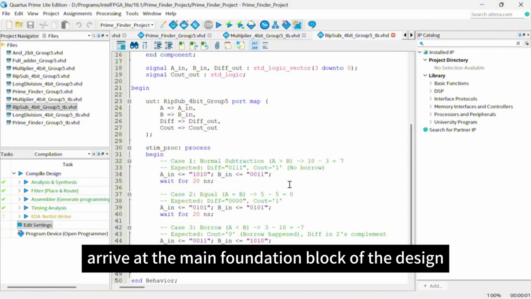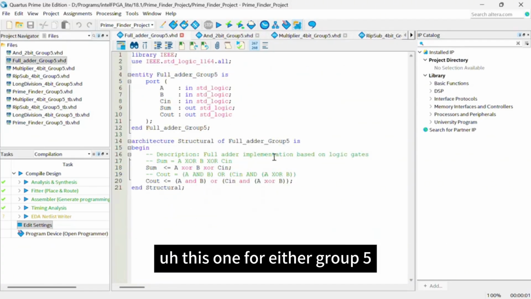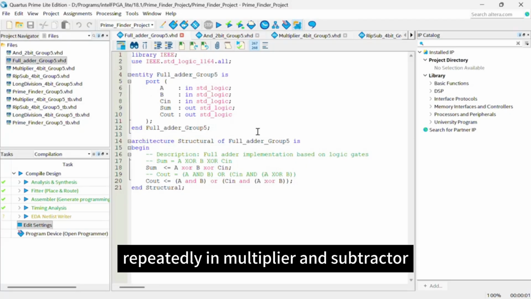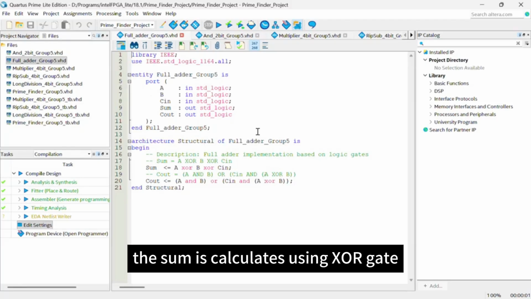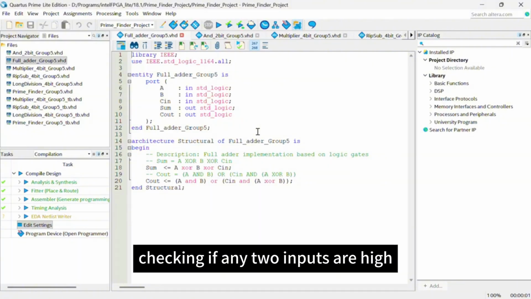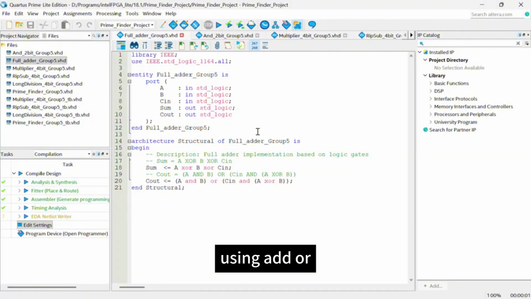Finally, let's arrive at the foundation block of the design: full adder group 5. This is the standard 1-bit full adder used repeatedly in the multiplier and subtractor. The sum is calculated using an XOR gate. The carry out is determined by checking if any two inputs are high, using AND and OR logic.